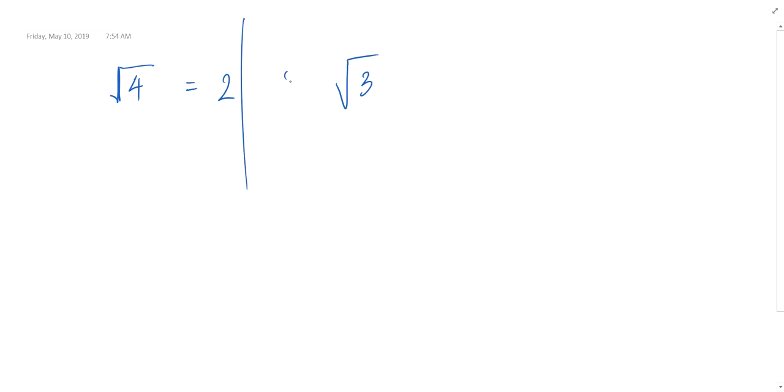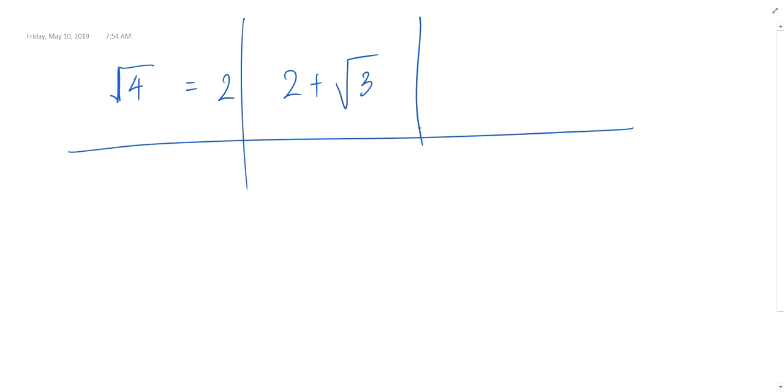Things like 2 plus root 3 is also a surd. Okay, so far? Then the next thing you need to know about surds is how to rationalize them. Because surds are irrational. For us to make them rational, we need to multiply them by something. Okay, so for example, if I have a fraction that looks like this, 1 over 2 plus square root 3.